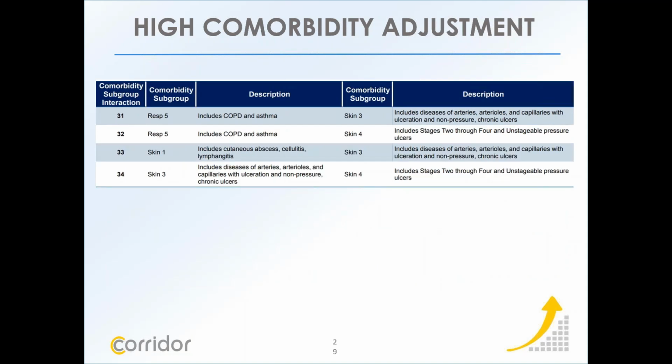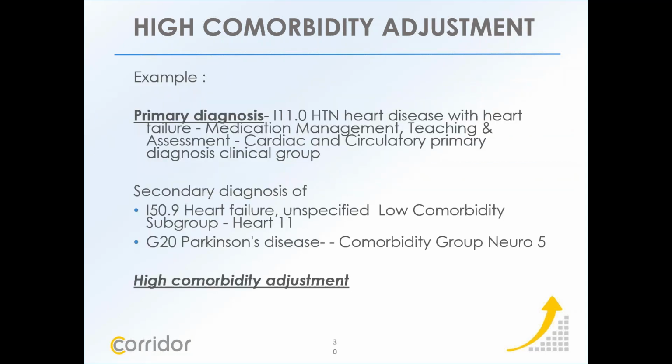So I definitely advise taking some time, looking through your slides, and identifying yourself. If you're in one of those positions where you're looking for that information, this is how it'll help you understand when you have a low versus when you have a high. And on the next slide, we actually have an example of a high comorbidity adjustment.